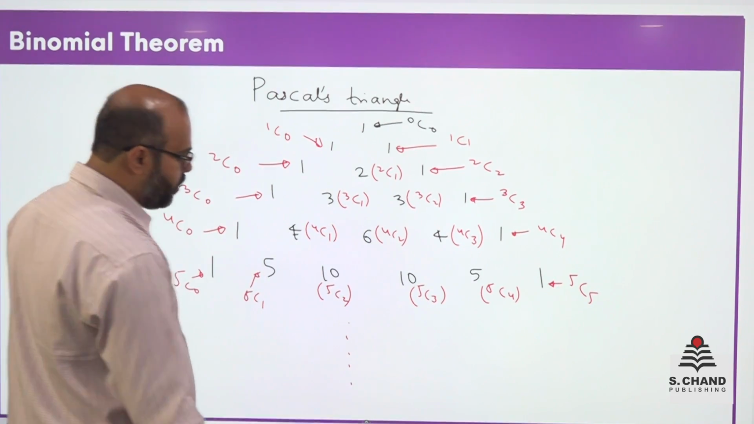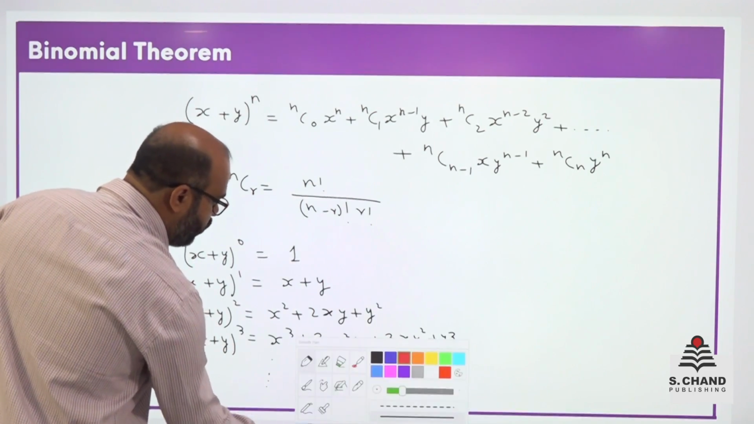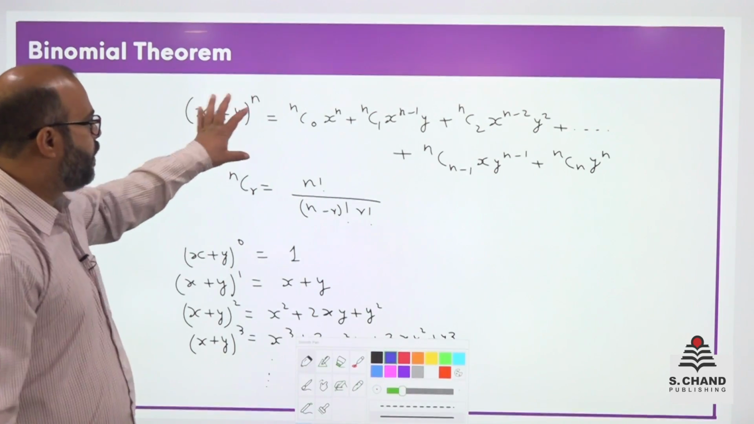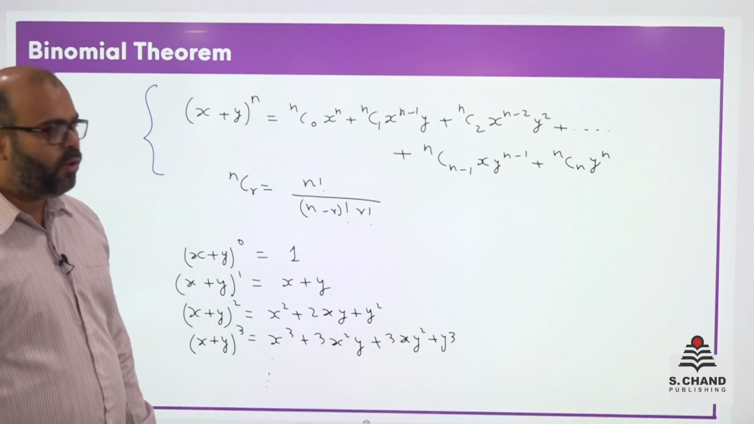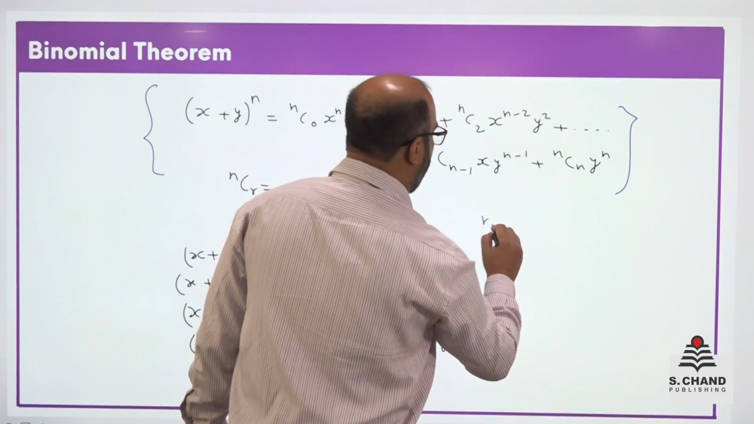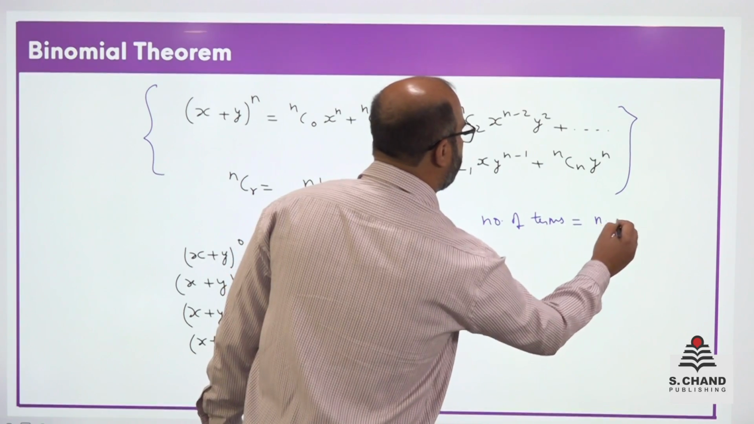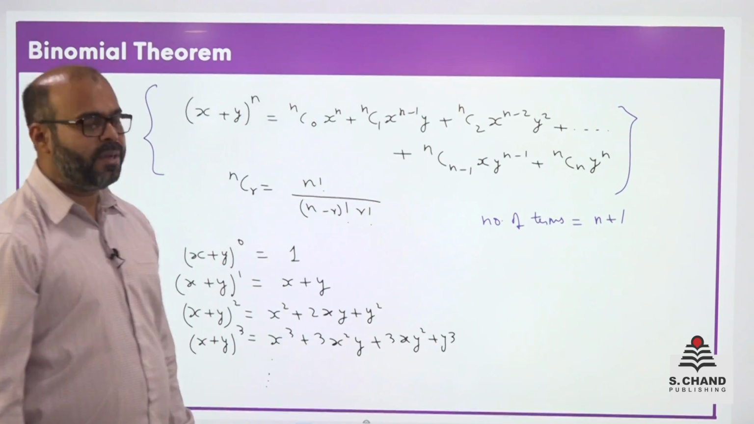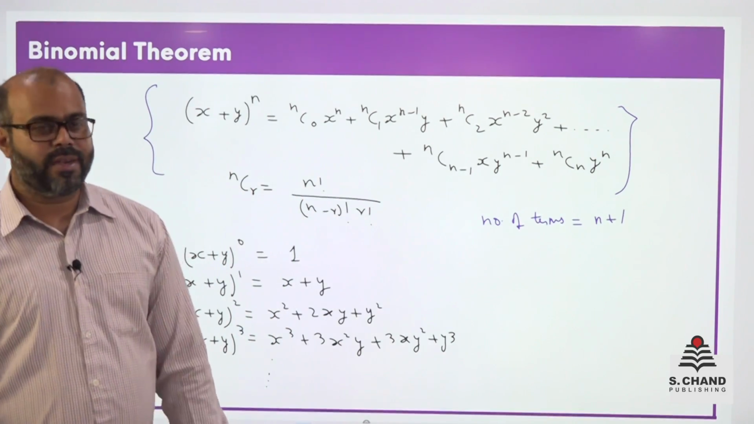Now what are the other observations which we see here in the previous one? When you do the expansion, this is the main expansion upon which the whole chapter is based. So when you see this expansion, you see the number of terms. How many terms are there? The number of terms is one more than the index, that is n plus 1. From nC0 to nCn, it is n plus 1 terms.